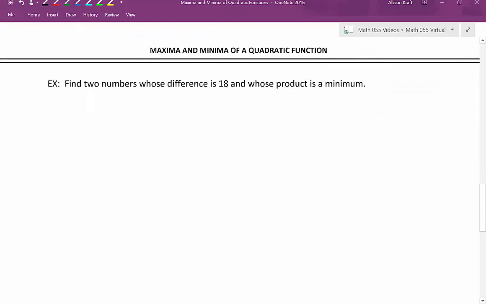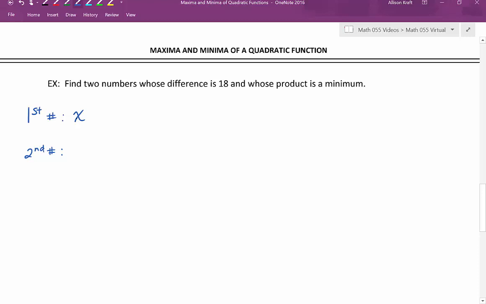Let's try another one. We want to find two numbers whose difference is 18 and whose product is a minimum. Well, I'm going to start by getting my thoughts organized on the side. We have these two numbers. So I'm just going to call it first number and second number. They didn't tell us specifically what either number was. They only told us that the difference is 18. Well, since I don't know what the first number is, I'm just going to call it x.